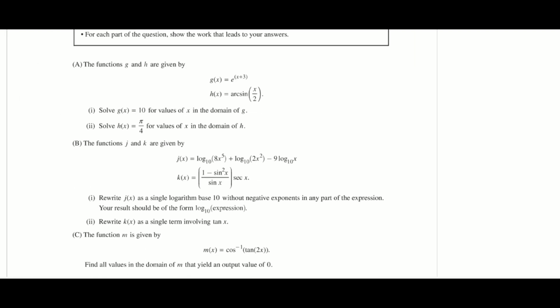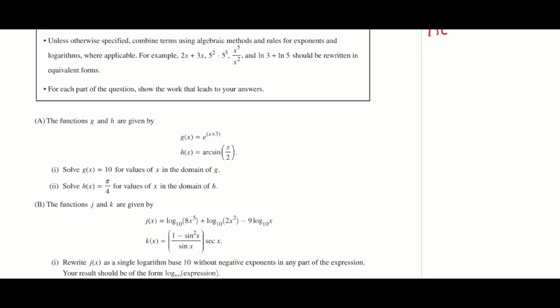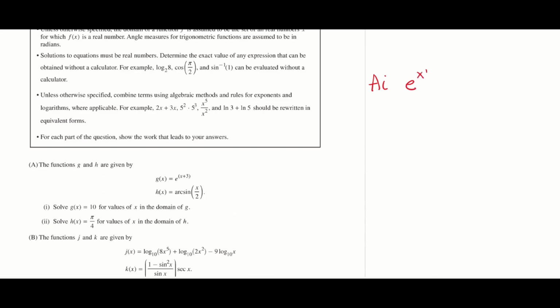This is also a no calculator FRQ. Okay. A1. It's asking g of x is equal to e to the power of x plus 3, and it's saying to solve for g of x is equal to 10. So we do e to the x plus 3 is equal to 10.